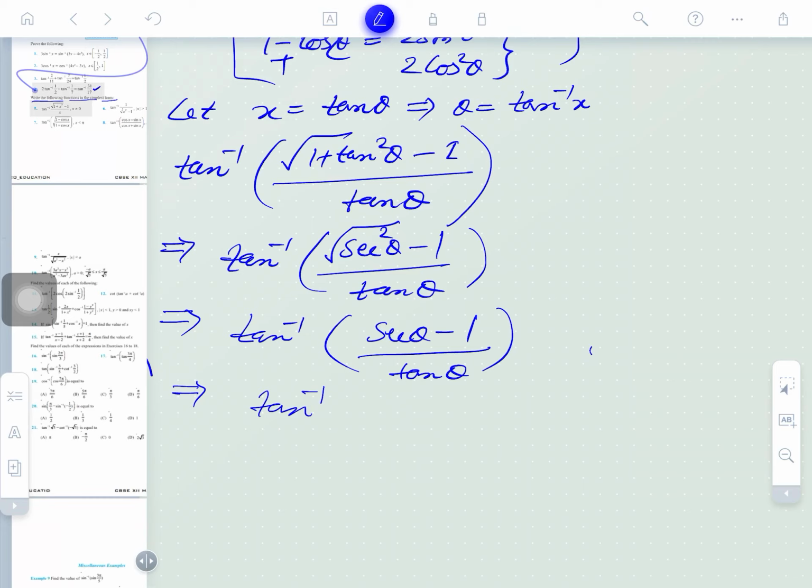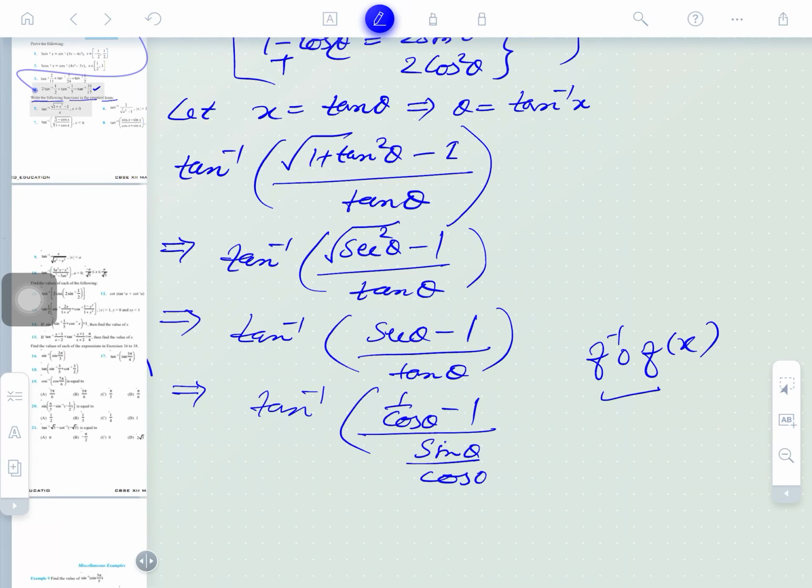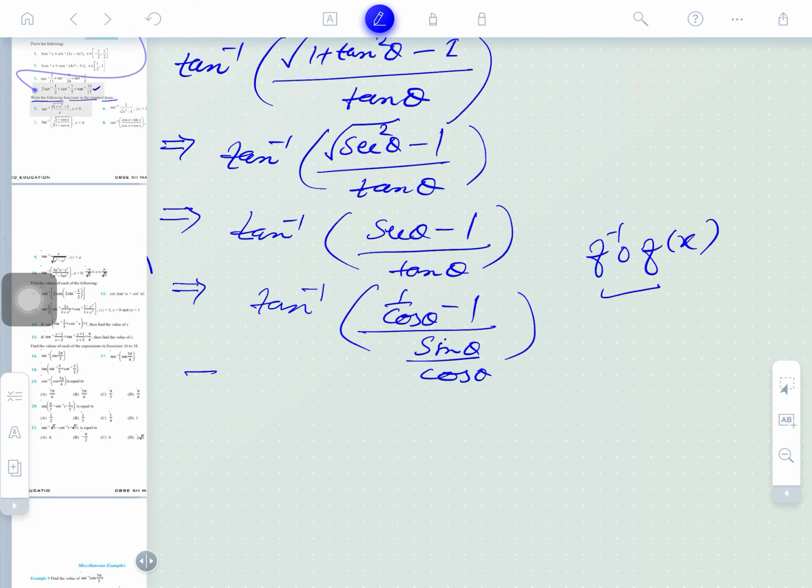So in chapter 1 you have studied f inverse of f of x. What is the meaning of f inverse of x? Obviously tan inverse of f. So here in place you can write 1 by cos minus 1, and here you will write sine by cos. Clear?